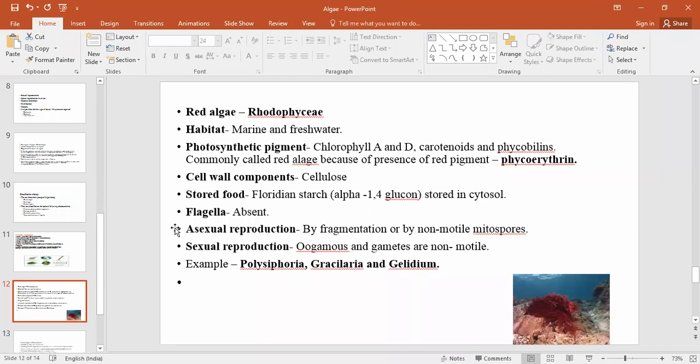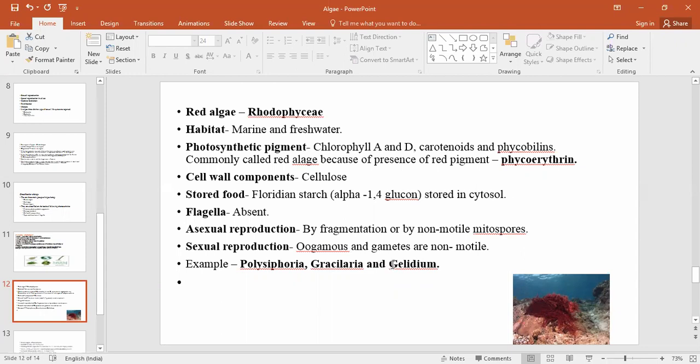They reproduce by both asexual and sexual modes. In asexual reproduction they use fragmentation and non-motile spores. In sexual reproduction they use the oogamous mechanism, and the gametes are non-motile. Examples are Polysiphonia, Gracilaria and Gelidium. Gelidium is also a source of agar.